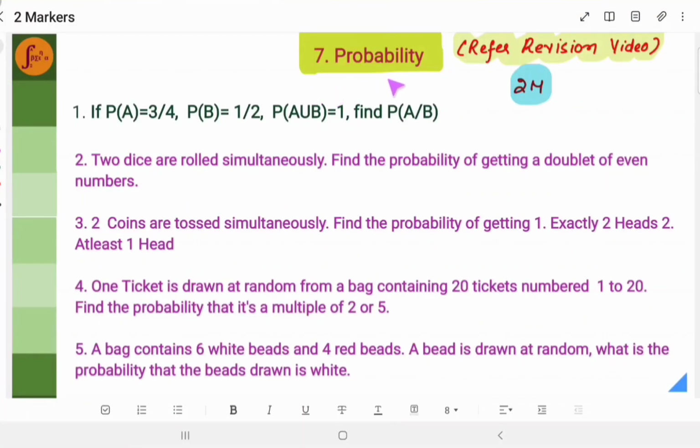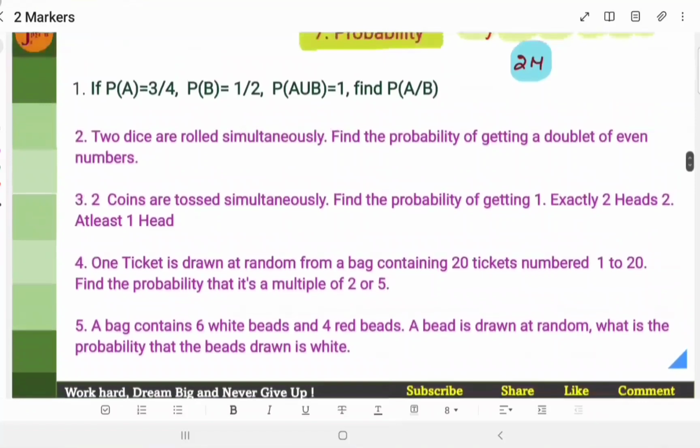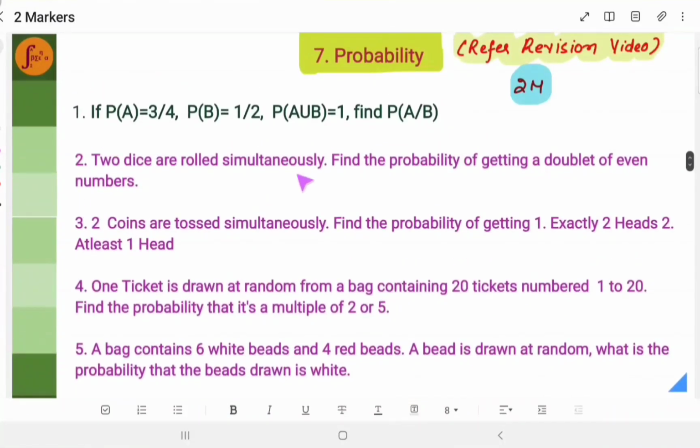Probability. In probability, questions can come from any nook and corner of the chapter. So it's better you go through the entire revision video, because all the different types of problems are solved there with an explanation. So it's better to go through this chapter completely. But nevertheless, here is the list of questions that you can practice. But it is not limited to these questions. These are just a few of them. You will have to practice a lot more problems if you have to become thorough with probability.